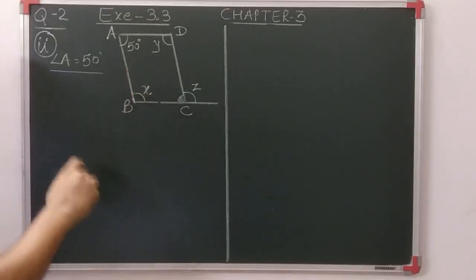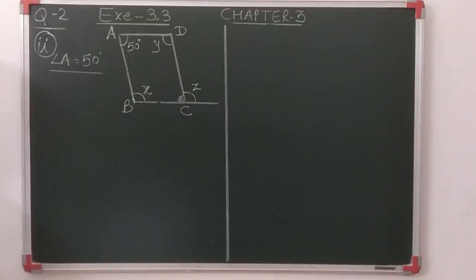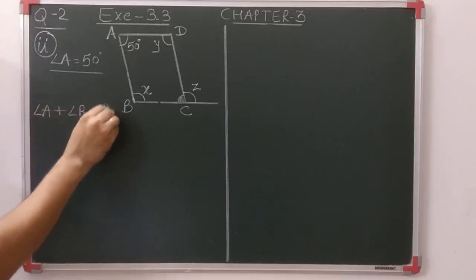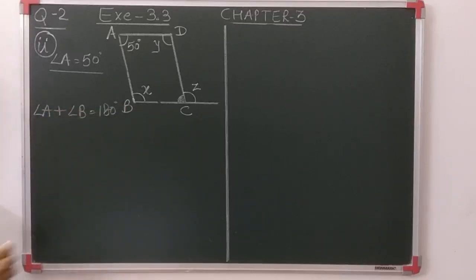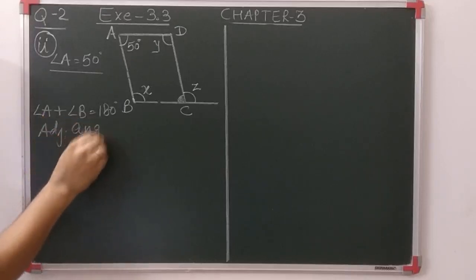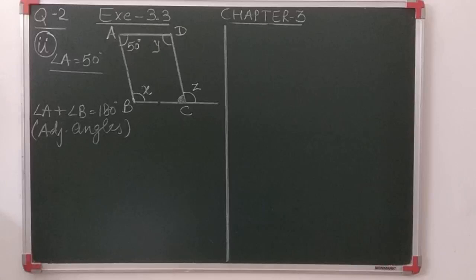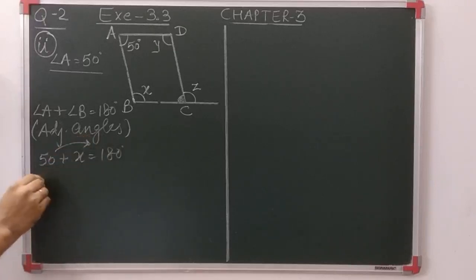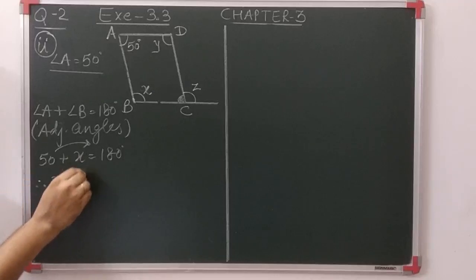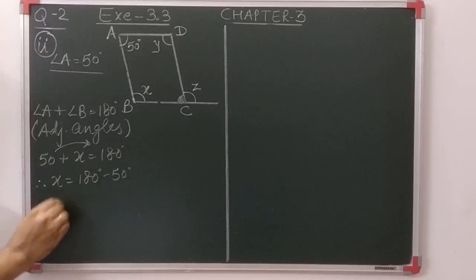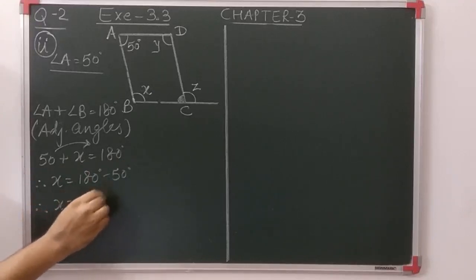We can go for X first or Y also, but let's find out A and B. We'll use the property that A plus B equals 180. The property which I have used here is that adjacent angles are supplementary. Angle A is 50 and this is X. So let me take this 50 to the right hand side. So the value of X we obtain is 180 minus 50, that is 130. So we obtain the value of X, that is 130. Now look at Y.